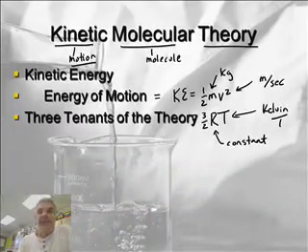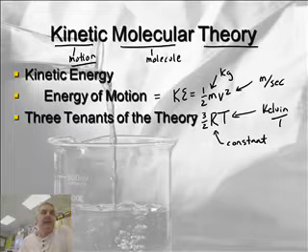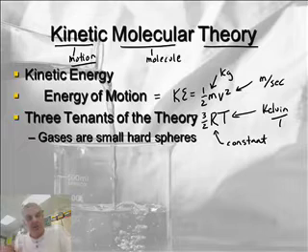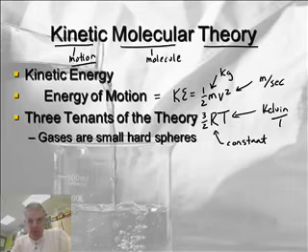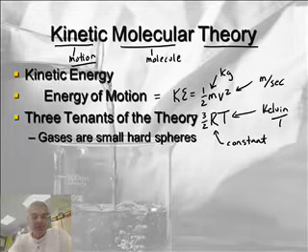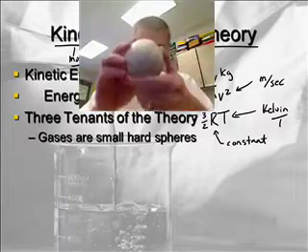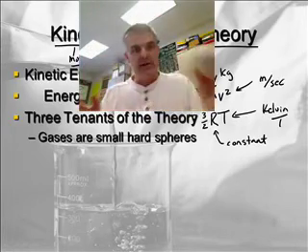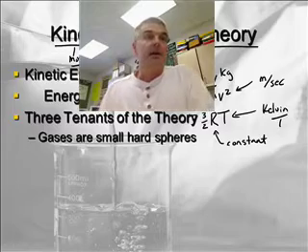Okay, there are 3 tenets to the kinetic molecular theory. It says that gases are small, hard spheres. So there are many, many tiny, hard spheres that are moving around in space. Okay? So I want you to think of molecules as these tiny little spheres, and they're moving around.